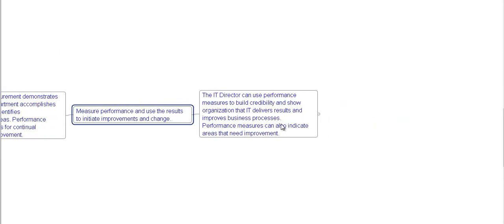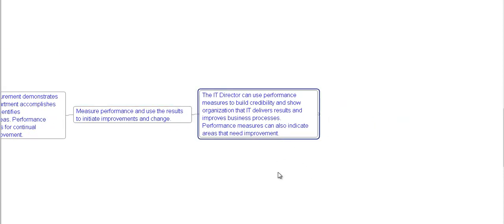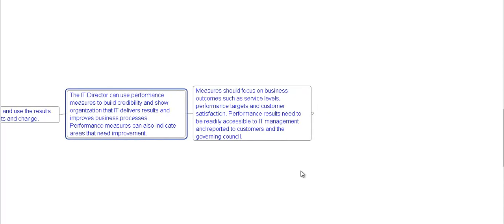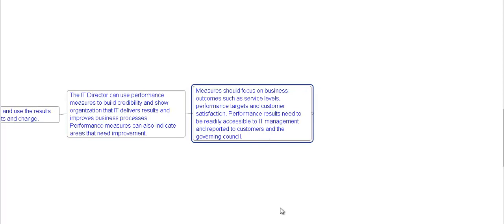The IT director can use performance measures to build credibility and show the organization that IT delivers results and improves business processes. Performance measures can also indicate areas that need improvement. Measures should focus on business outcomes such as service level, performance targets, and customer satisfaction. Performance results need to be readily accessible to IT management and reported to customers and the governing council.